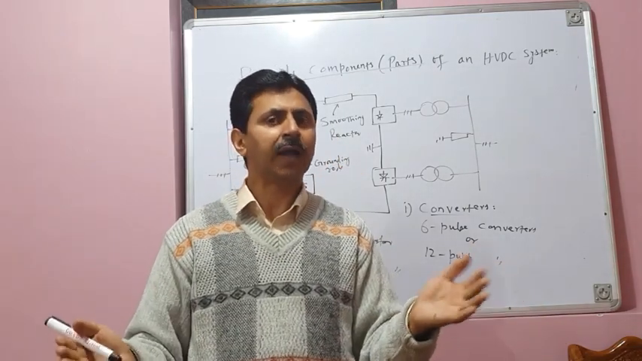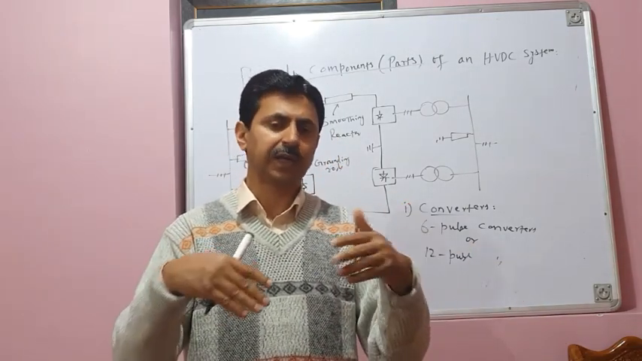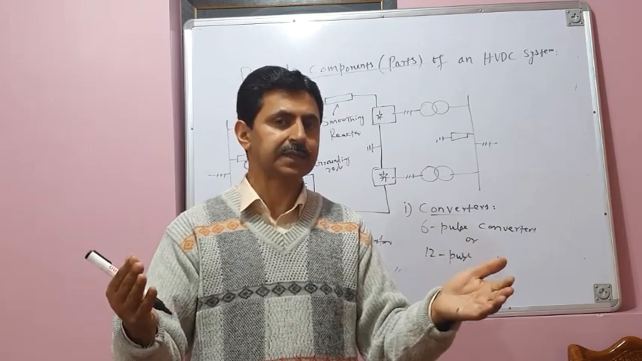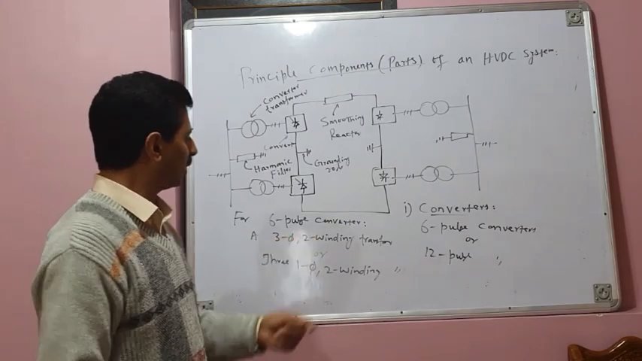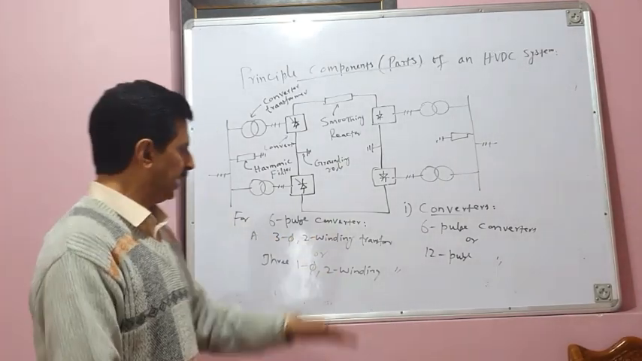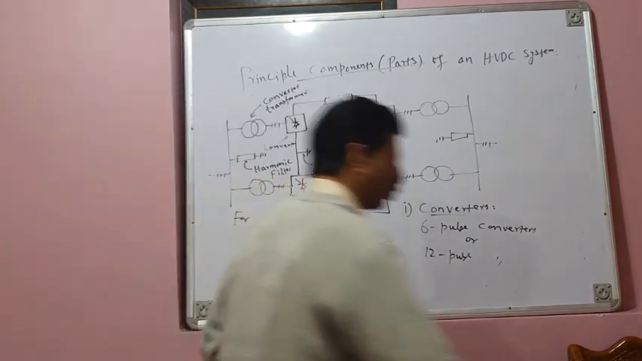But if you have a bank of 3 single-phase transformers, then you can connect them as a 3-phase transformer. So either you use a single 3-phase transformer or 3 single-phase transformers. That's about the 6 pulse converter. What about the 12 pulse converter?